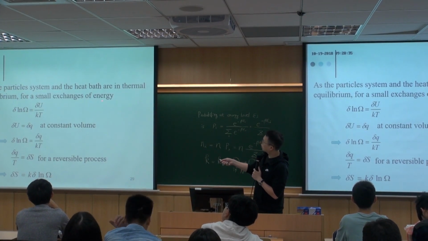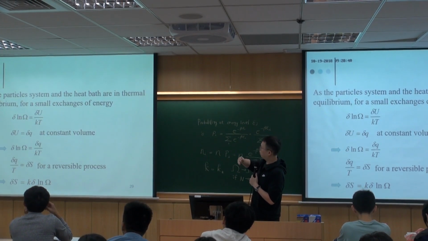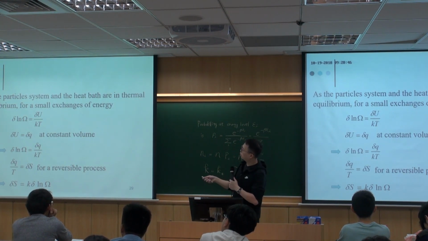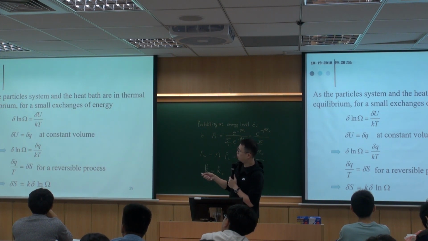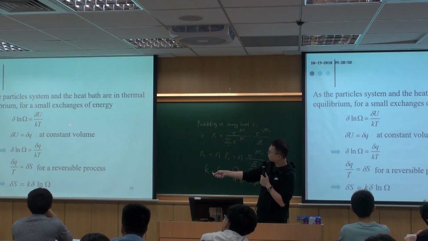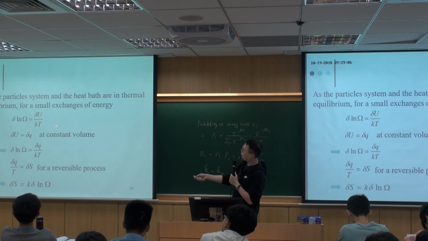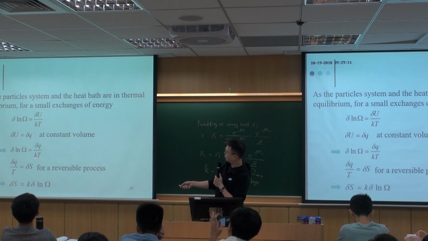And for a small exchange of energy, if the heat bath has a small delta Q flowing into the system, then the change of multiplicity, or log omega, can be expressed like this: delta U over KBT. And we know that for a constant volume process, the change of internal energy is the change of heat. So we can rewrite this as delta log omega equals delta Q over KBT.